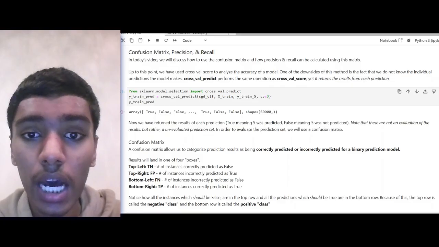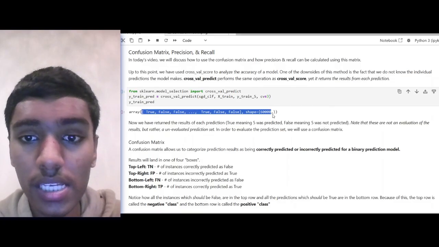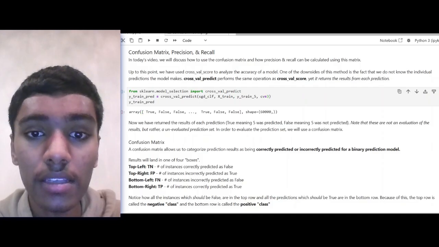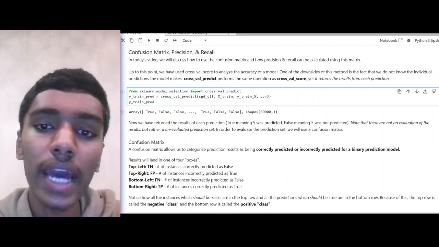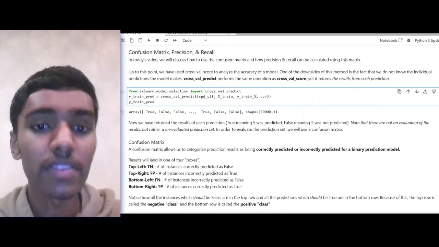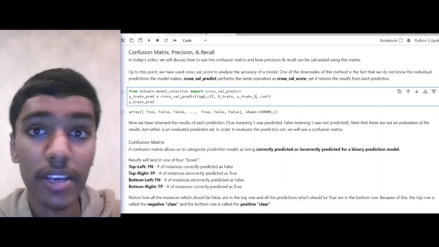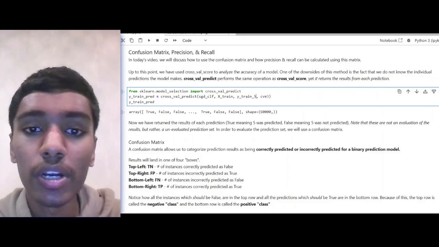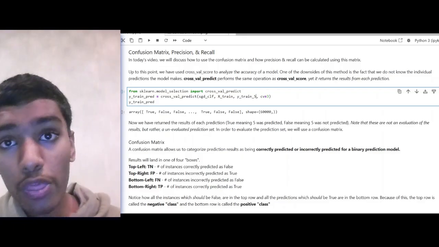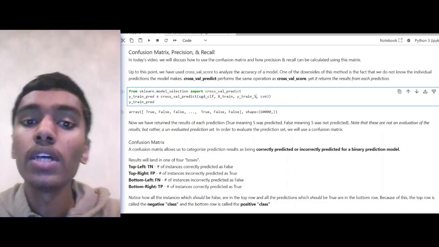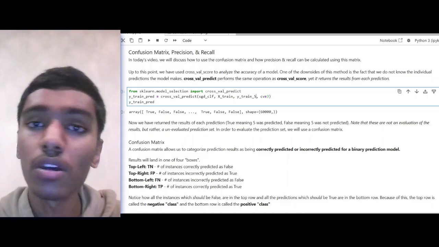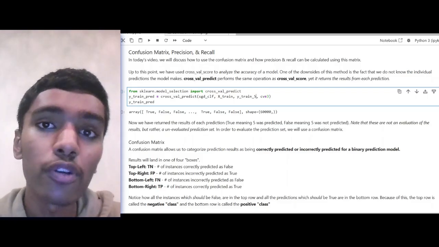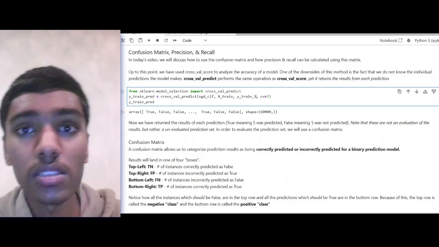Keep in mind here that the number of outputs is actually equal to the length of the training set. The reason for that is, let's say we have in this case 60,000 rows in our training set. We're going to split that into 3 individual folds. 60,000 divided by 3 is 20,000. So we have fold 1 with 20,000 instances, fold 2 with 20,000 instances, and fold 3, which is also going to be 20,000 instances.